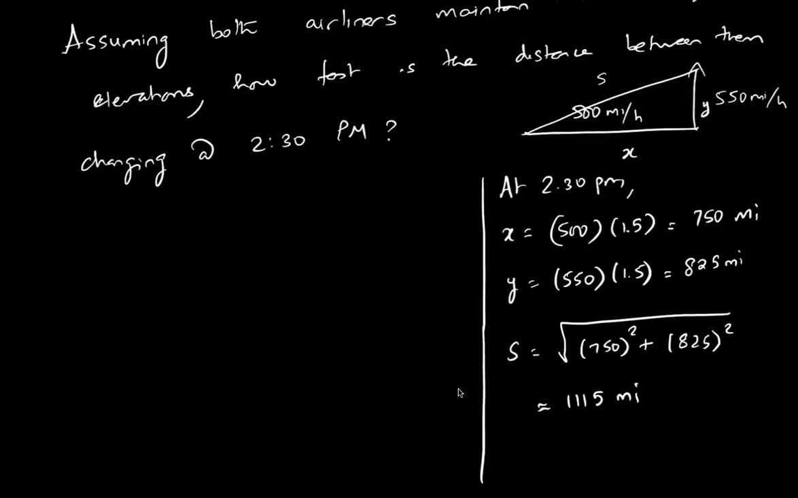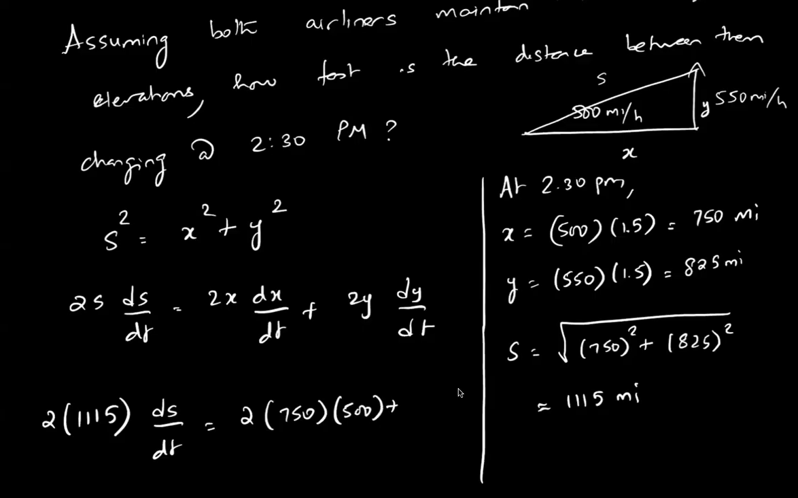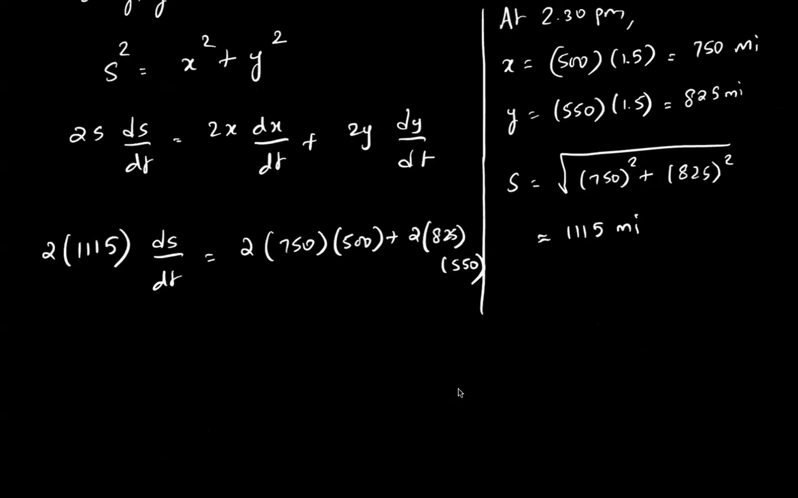Okay. So then I go back here and do the same thing. s squared is x squared plus y squared. 2s ds/dt is 2x dx/dt plus 2y dy/dt. So that is 2 times 1115 ds/dt equals 2 times 750 times 500 plus 2 times 825 times 550. So then you'll just have to do the arithmetic here.